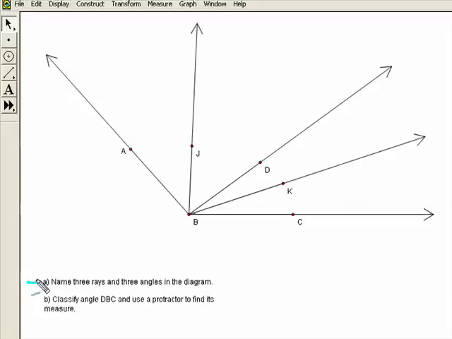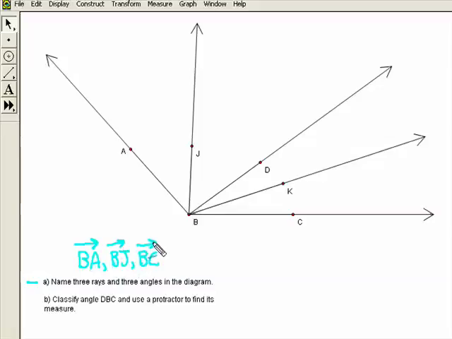So there's more than 3 rays in this diagram, but let's just name a couple of them. We could do B, A, and we put the arrow on one side there on the top. Usually we put the endpoint first, and then we could have B, J. So again, put that arrow up there, and we need to name 3 of them. So just another one, it doesn't matter which one, I'll say B, C.